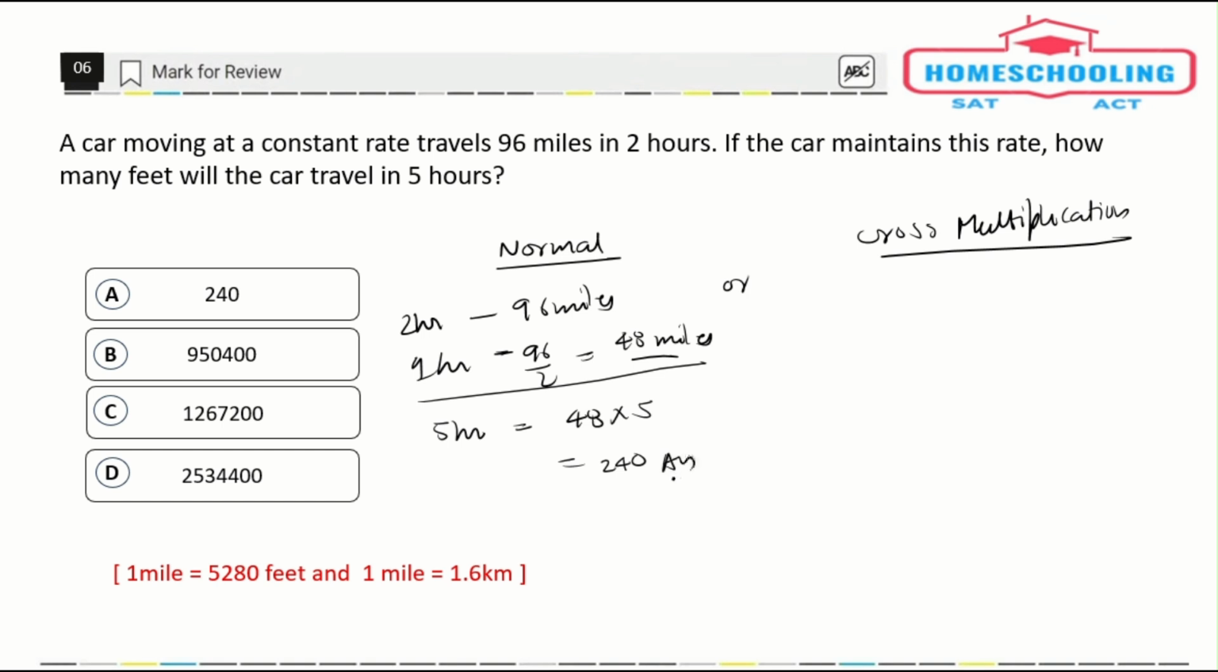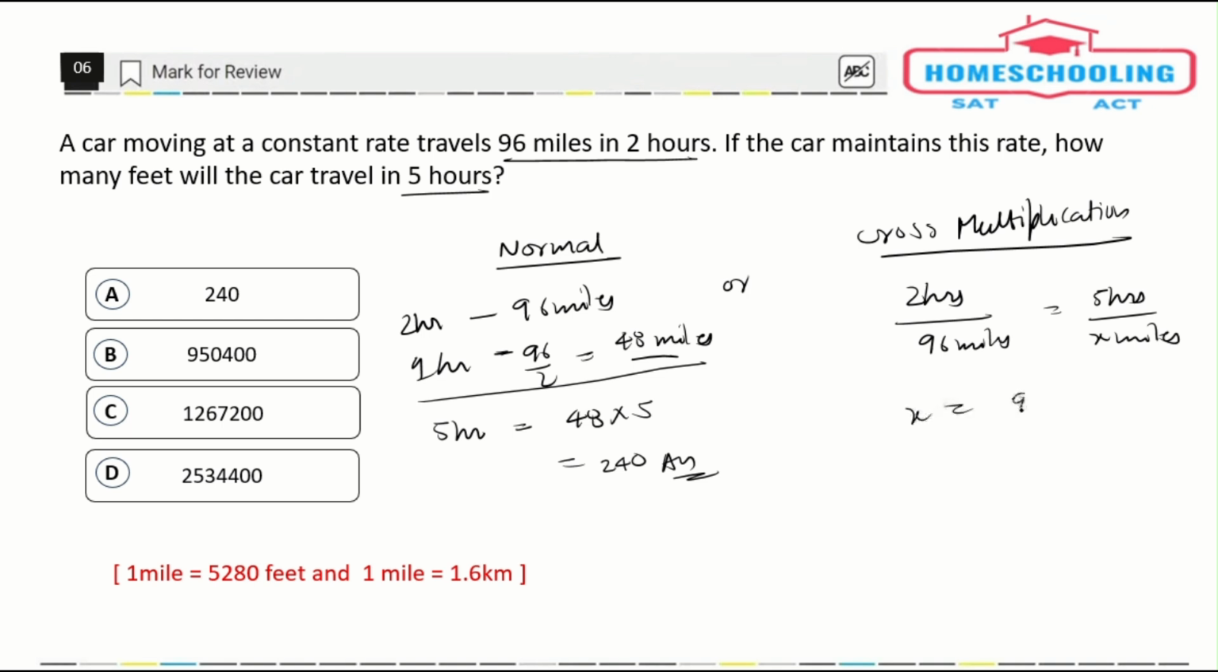So this is your answer. We can also use the cross multiplication method. Because there are two sets of data here: 2 hours, 96 miles, and 5 hours, x miles. So by cross multiplication or the direct proportion method, we will cross multiply them.